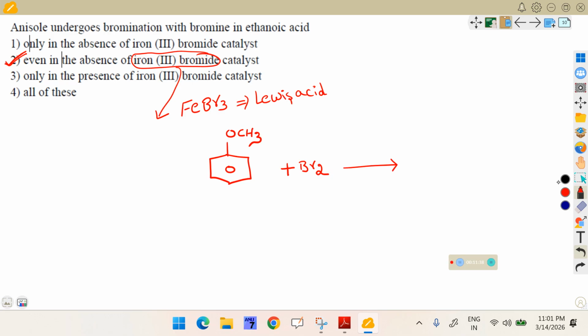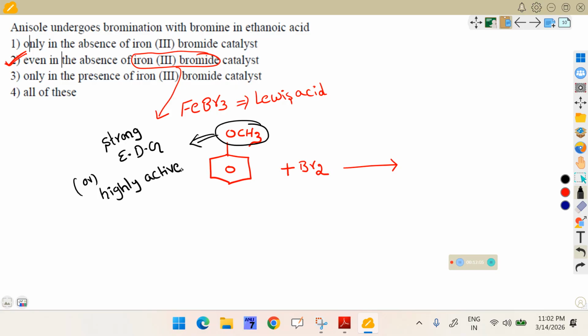Why? In anisole, the OCH3 group is present. The OCH3 group acts as an electron donating group. It is a very strong electron donating group, also written as highly activating. That's the reason a Lewis acid is not required. It generates the electrophile by itself. So the second option is the correct option.